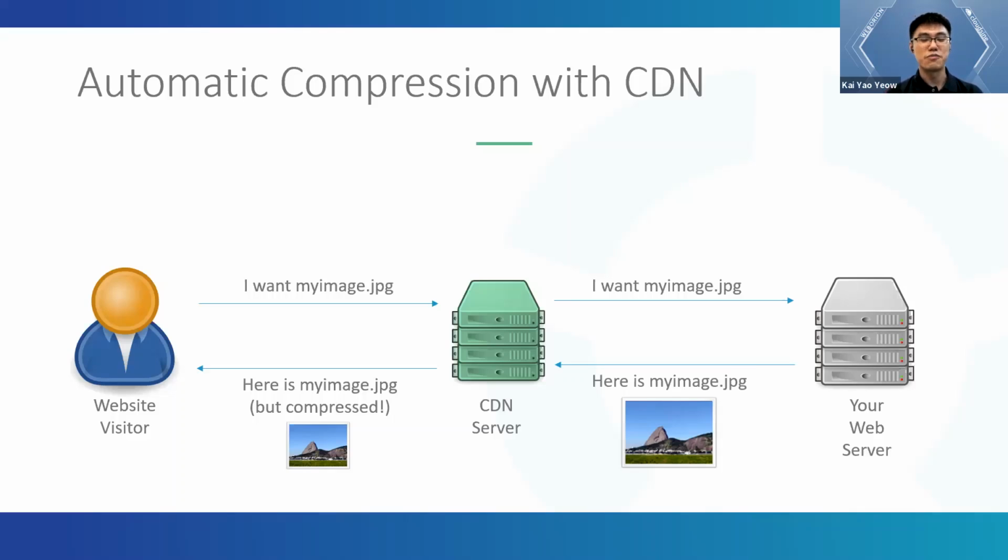This is what we mean by automatic compression. The website visitor sees the smaller version of the image, which means our monitor also sees the smaller, compressed version. But the web server is still holding on to the original version of the image. So the webmaster may be wondering, I didn't change the image. Why is the system telling me that the image has changed?